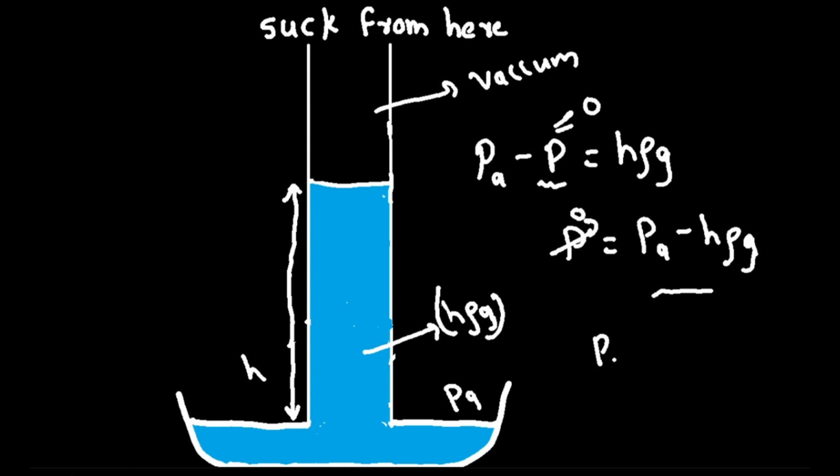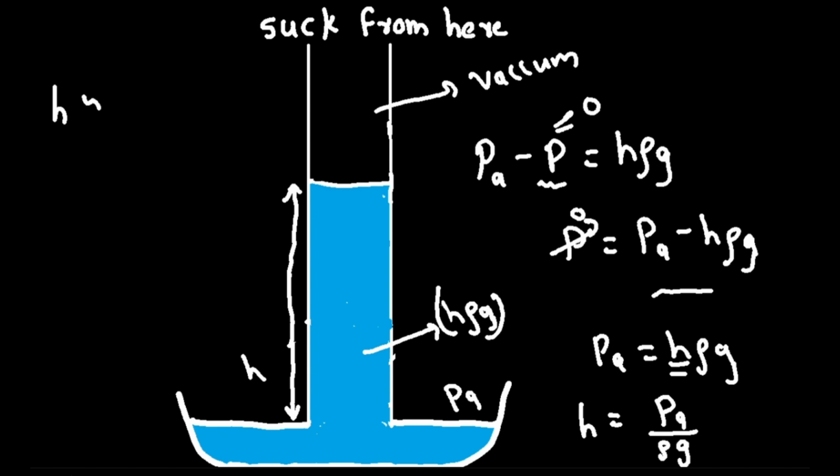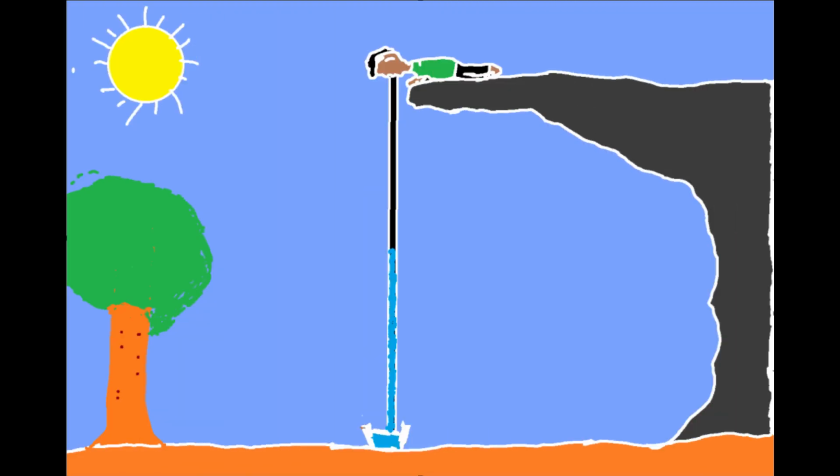So PA will be equal to H rho G. That way we can find the height at which the pressure became 0. And the height becomes PA divided by rho G. And if you calculate the value of H, it is approximately equal to 10 meters. That's why he cannot suck up the water through the straw in the previous case.